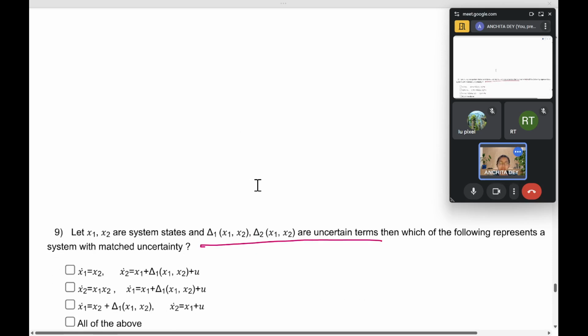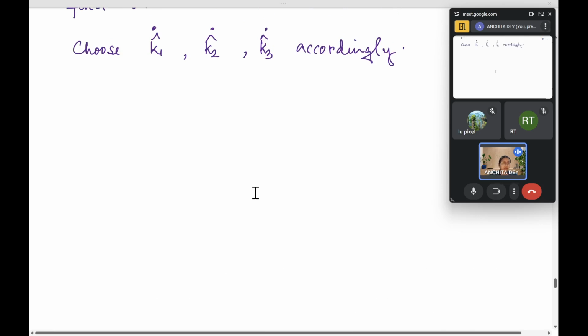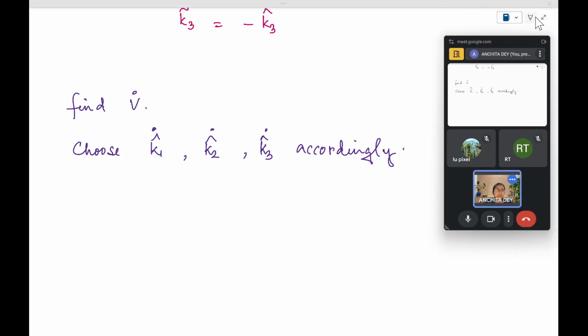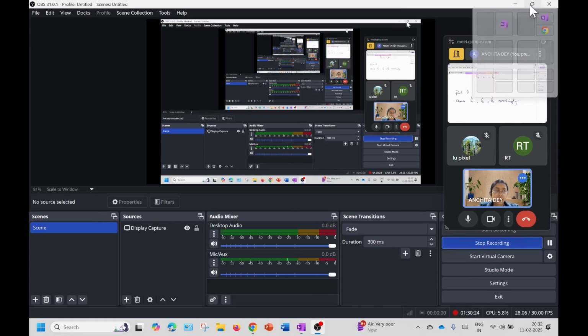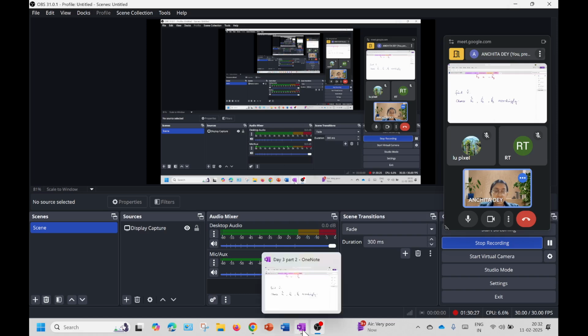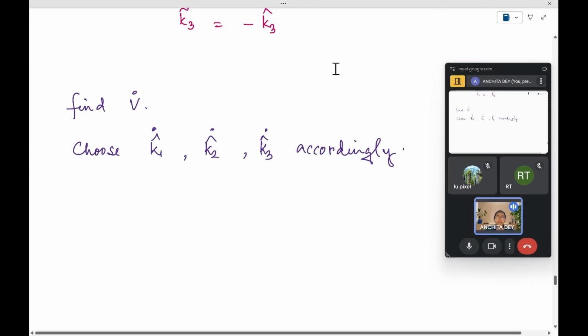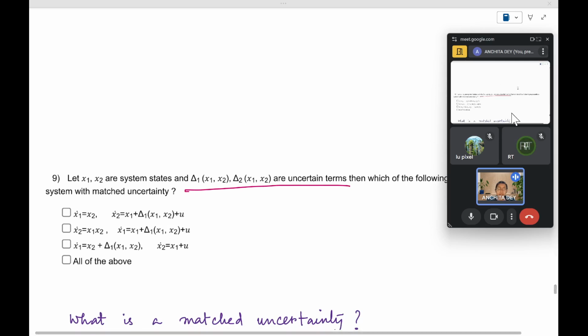So are there any doubts? This was a long question, so let me know if there are any doubts, or I'll just move on to the next two questions. Okay, so we'll go on with the next question.